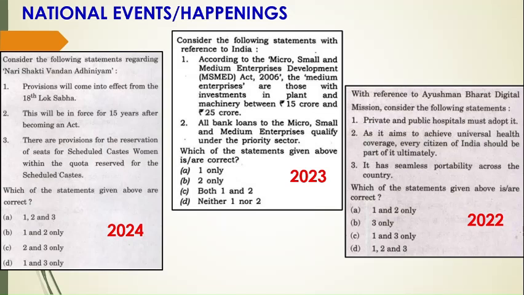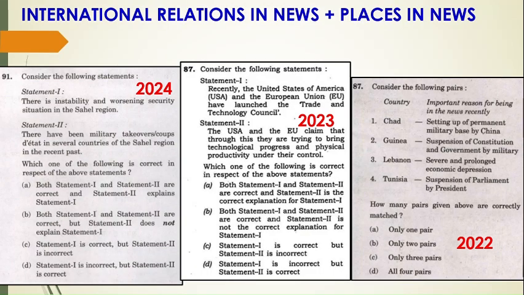Then Ayushman Bharat Digital Mission. Anyway, you'll cover this in schemes, but I've separately added it, so please keep in mind the different missions also, and make a note of them. Then international relations in news plus places in news. So many questions are asked from this theme. Like the 2024 question on instability and worsening security in the Sahel region, and the statement about the reason.